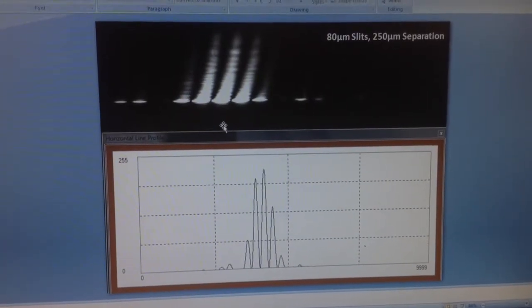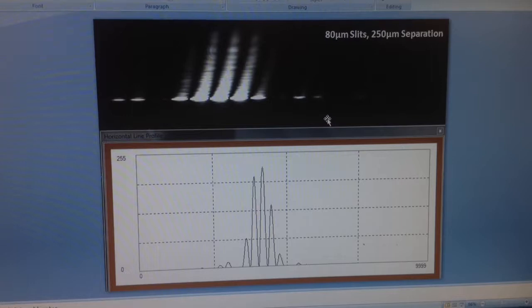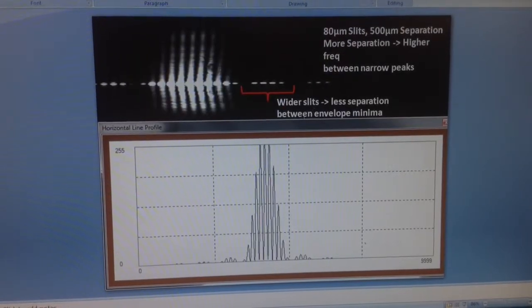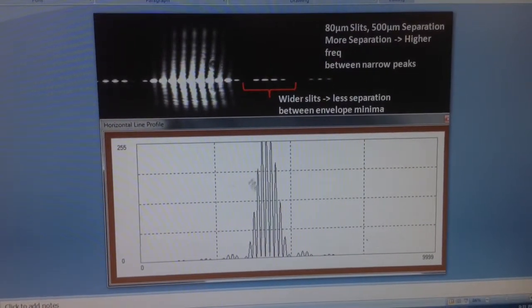For the 80 micron slits, we saw the frequency of the envelope increase compared to the 40 micron slits. As we increased the separation, we saw the frequency of the interference peaks increase as well.